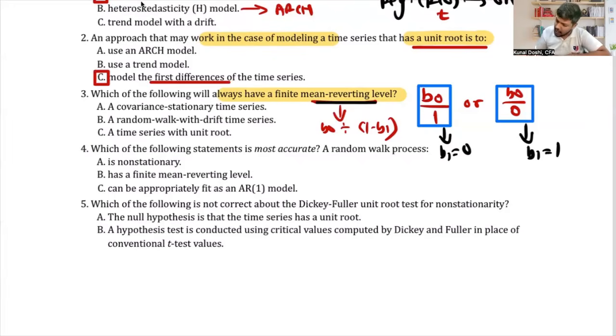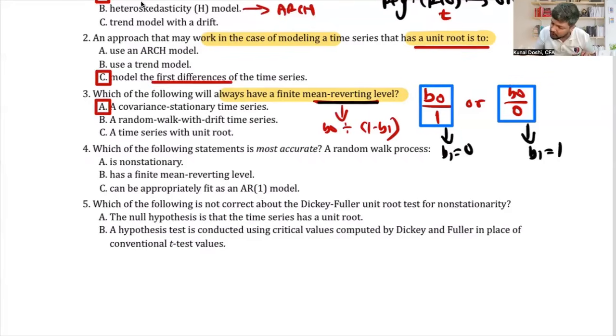Everyone in the class? A covariance stationary time series, right? Random walk with or without drift, none of them. Unit root, definitely not, because unit root means B1 equals 1. That will result in an error. So this has a unit root issue. We cannot use this model. Clear? That's non-stationary.